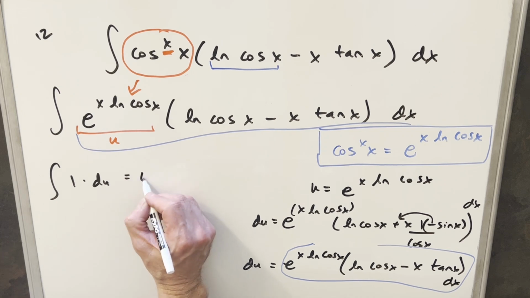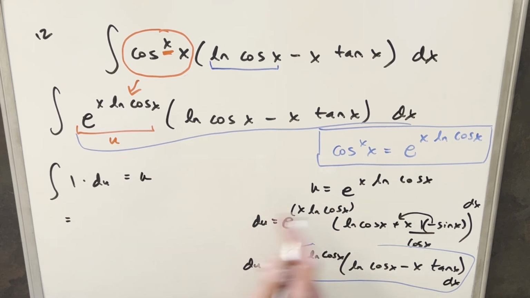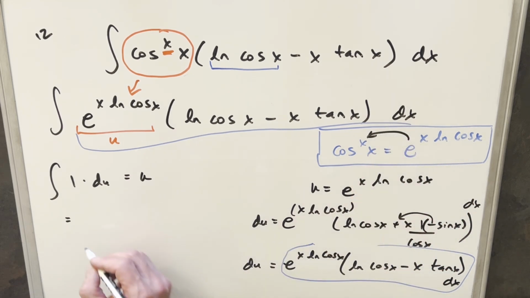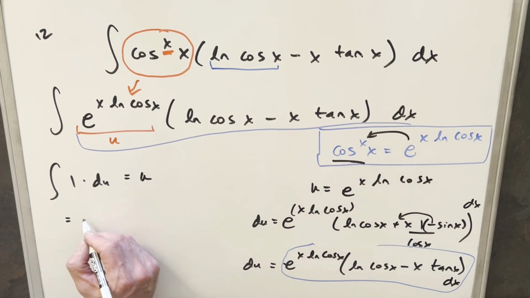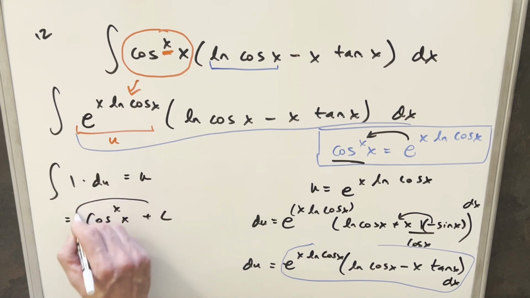Just integrating that, we get u. u is this thing right here. But when I write the final solution, this thing here is this, so we can go backwards to what we had originally. Our final solution is just going to be this. We get cosine of x to the x plus c, and that's it.